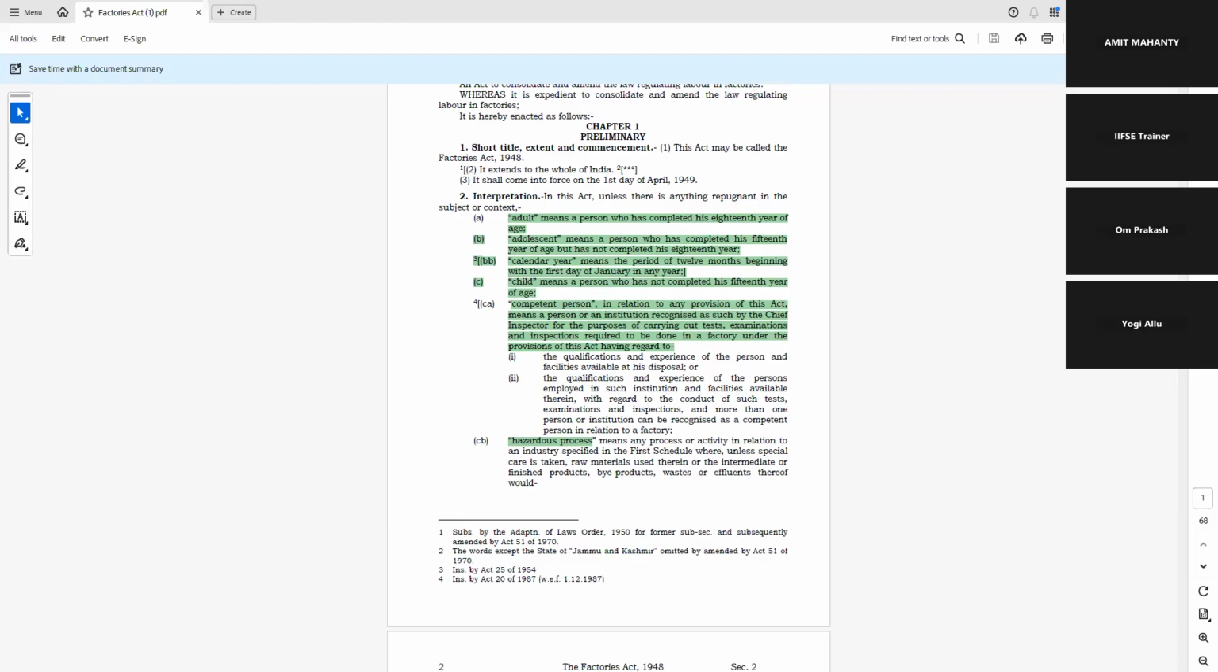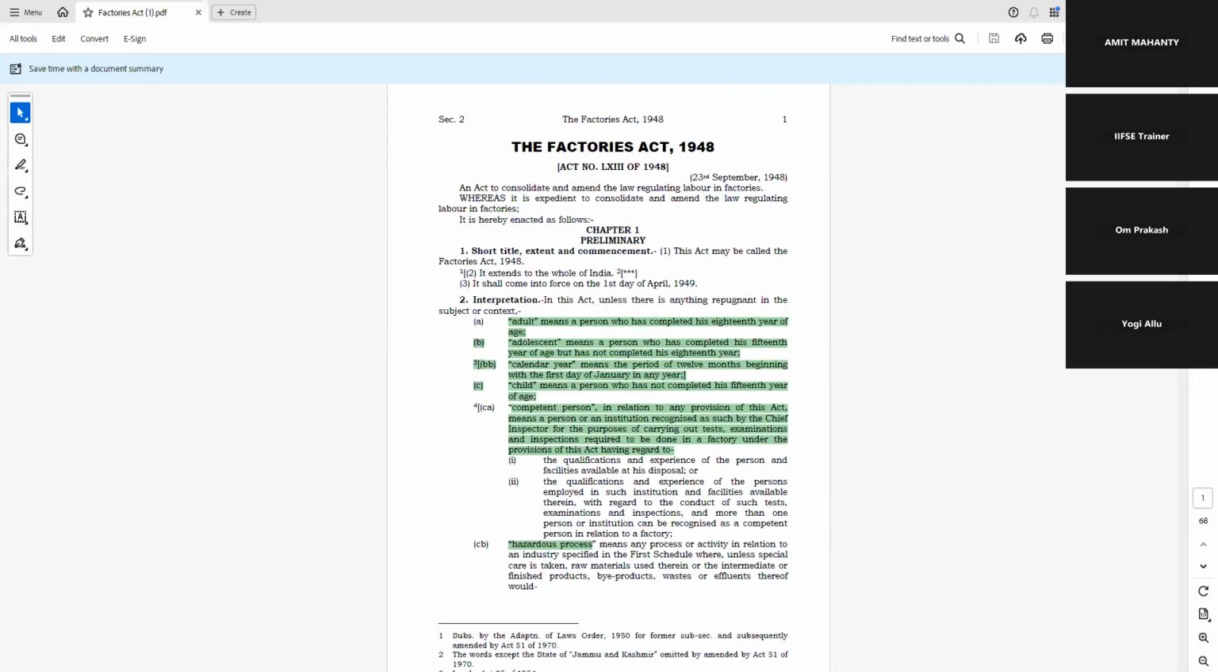So I'll just take a quick recap. In the last class, we started the Factories Act 1948. In that, we have covered a few chapters. In the chapters, we have seen a few definitions like adults. Then we have seen what is meant by the competent person.